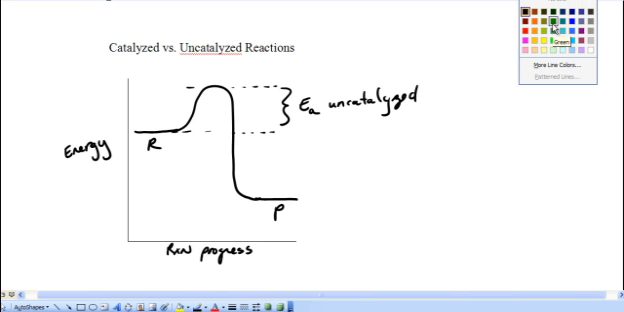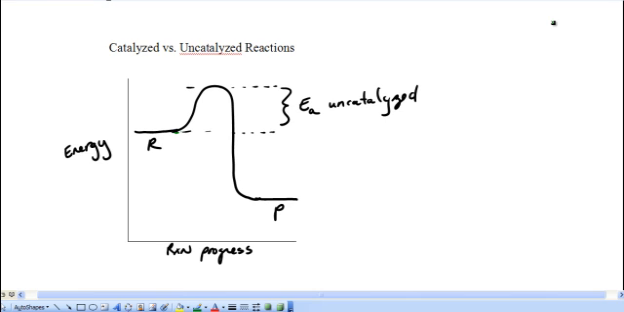However, if you change the pathway, what you do is you lower the activation energy like so. Notice that the reactants and the product energy remain the same. It's just the activation energy from here to here that has changed. So this will be EA catalyzed. And so with less energy required to produce a reaction, more collisions will result in an actual reaction.